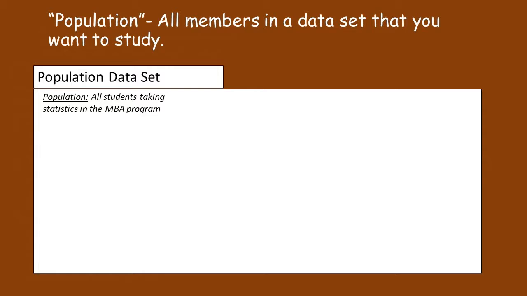We're going to hit this week some very basic definitions and some key statistical concepts. The first one we're going to look at is called population. Population is defined as all members in a data set that we want to study. So let's say, for this example, I'm going to build an example for the next few minutes. I want to study all the students taking statistics in the MBA program. All right, so that's our population.